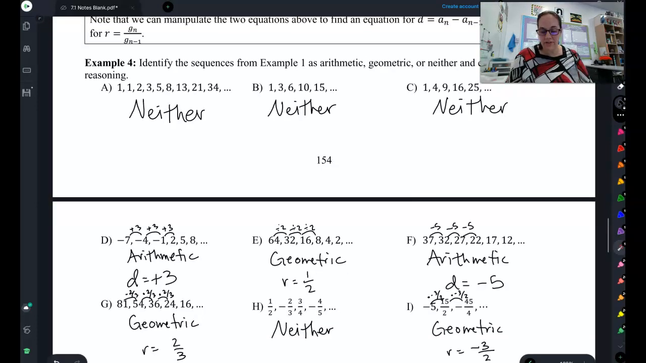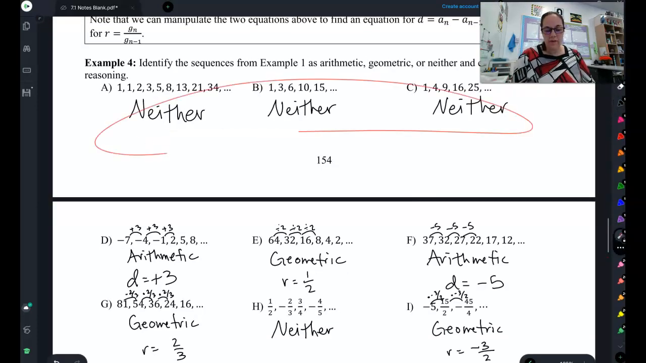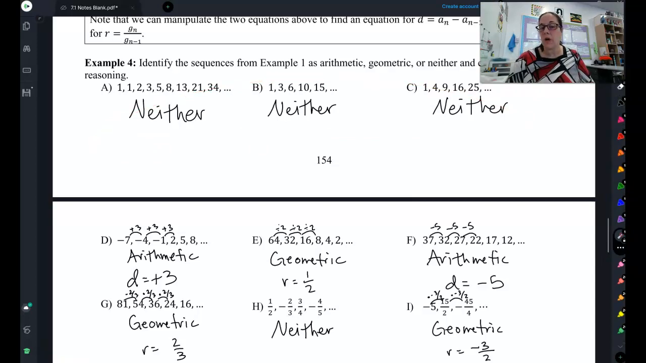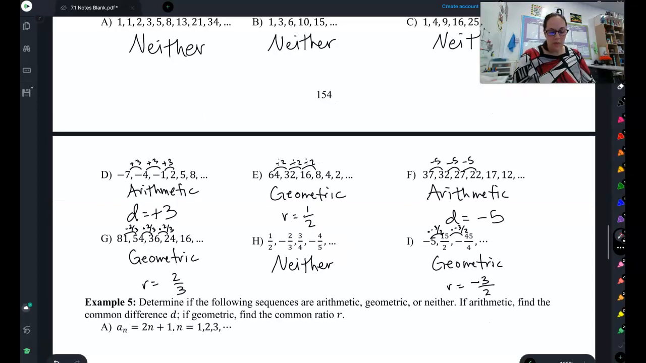Let's check your answers. I got neither for all 3 in the first row because we're not adding the same number, subtracting the same number, or multiplying the same number every single time. We already did these 2. This one is arithmetic because we are subtracting 5 over and over. This one is geometric because we're multiplying by 2/3 over and over. This one is neither. And this one is geometric because we're multiplying by -3/2 over and over.